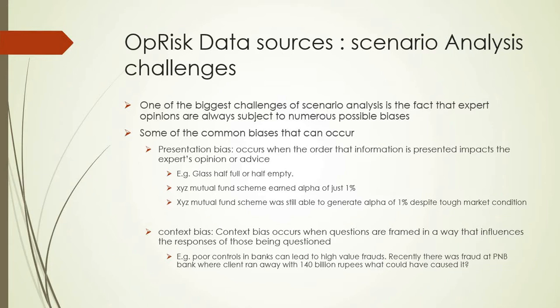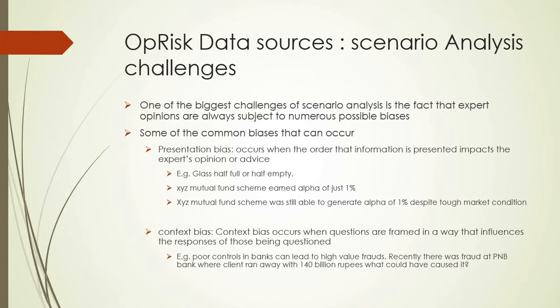In the first example, where we say the XYZ mutual fund scheme just earned 1% alpha, alpha is basically the extra return that a mutual fund is able to generate over and above the market return. So let's say Nifty is giving 5% and the mutual fund scheme is giving 6%, then alpha is 1%. In the first statement, it looks like the mutual fund scheme is doing very badly.